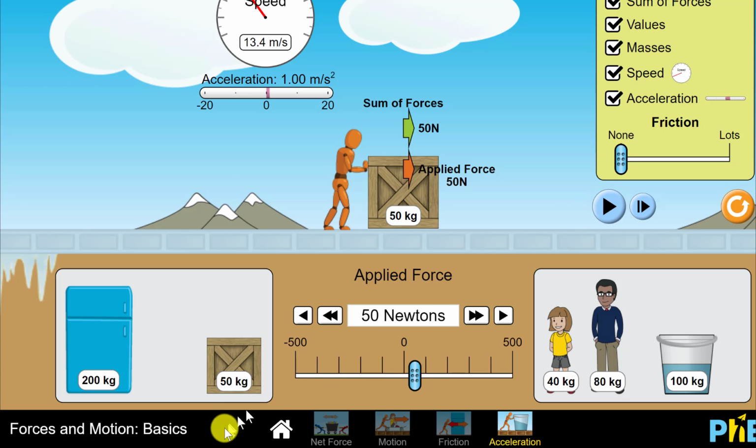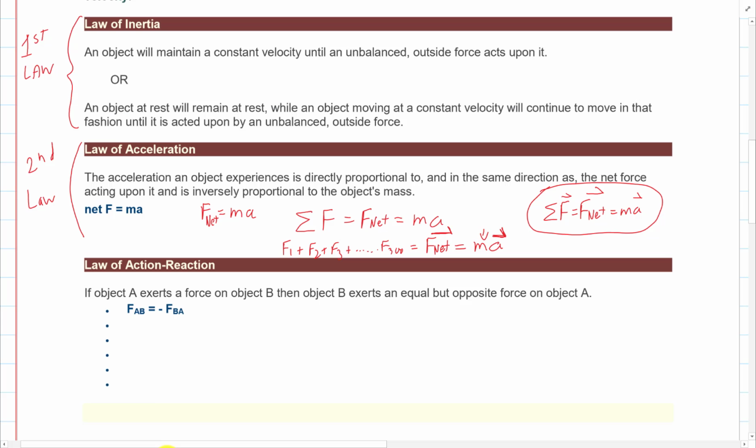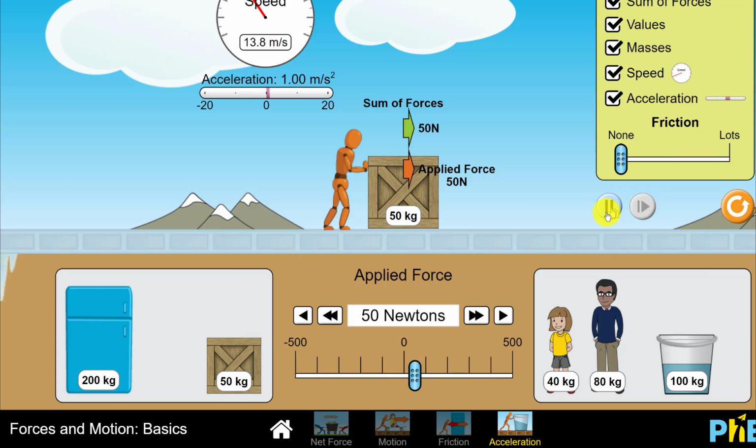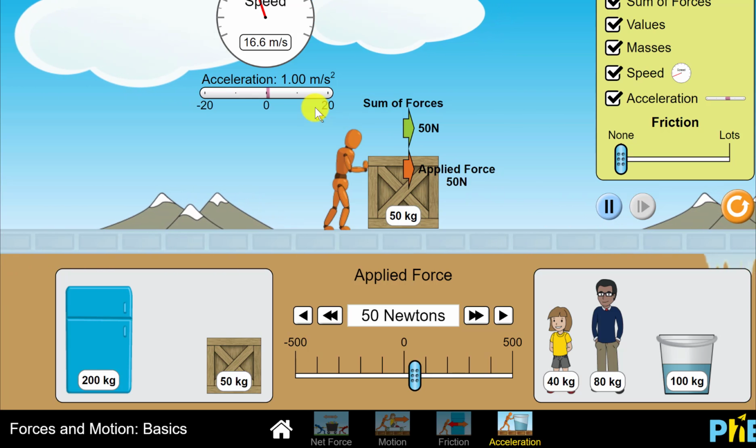Well, that's what we had here. The push force was 50 newtons, and the mass was 50 kilograms. So what is the acceleration? The acceleration is going to be 1, because F equals ma. Continue on. And going faster and faster and faster.